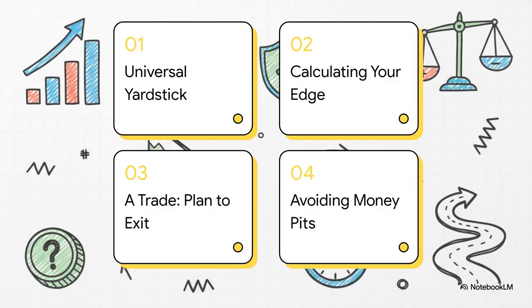So, here's what we've got on tap. First up, we're going to find a universal yardstick you can use for every single trade. Then, we'll use that to figure out what your real edge is. After that, we'll walk through a trade from start to finish. And finally, we'll cover some common money pits you definitely want to avoid.